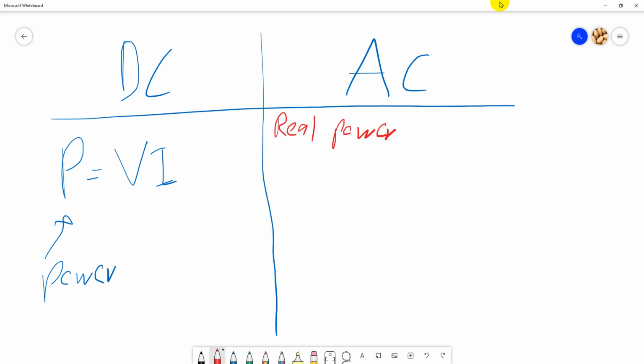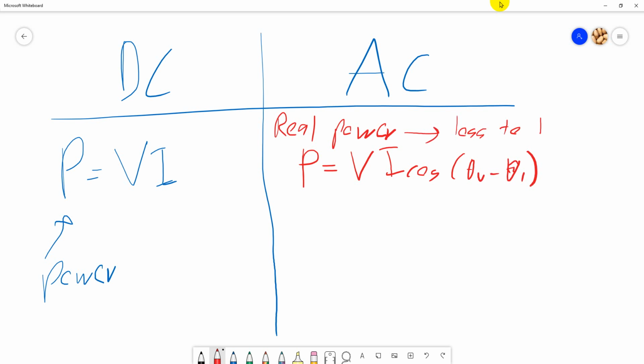So what is real power? Real power, you assign P equals V RMS, or basically VI cos(theta V minus theta I). So real power is VI cos(theta V minus theta I). Real power is basically the power that is lost to the resistor.